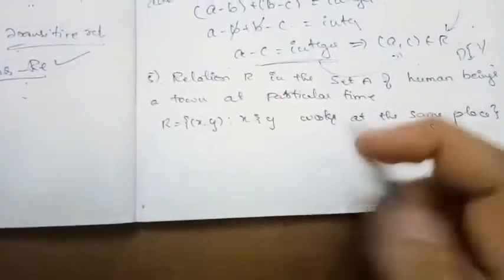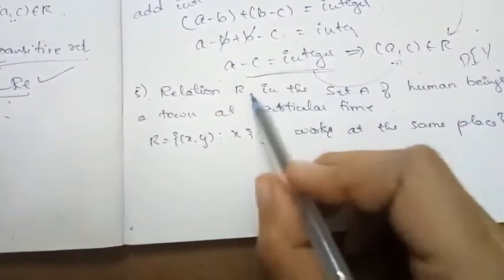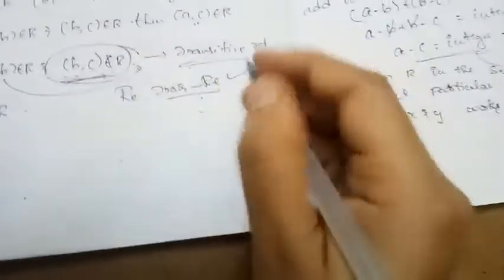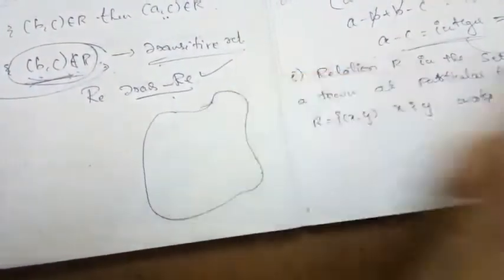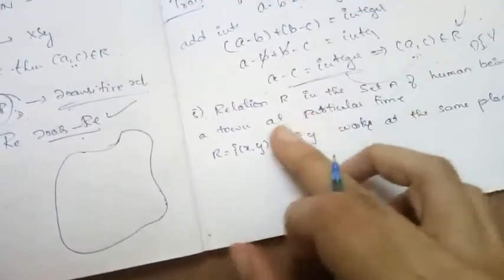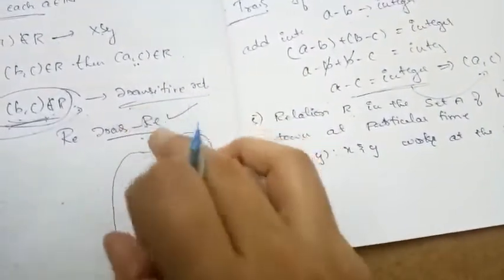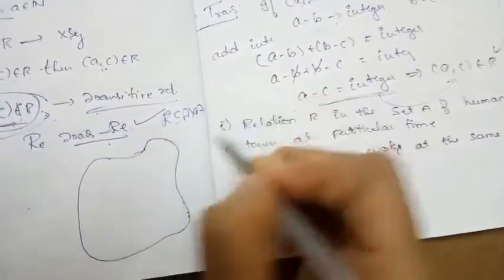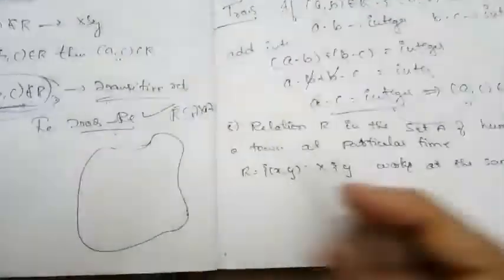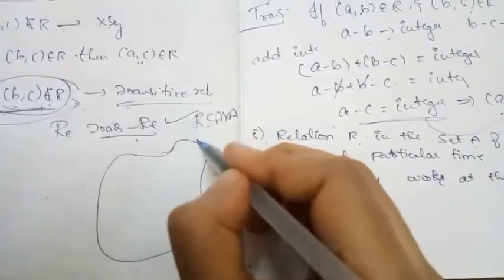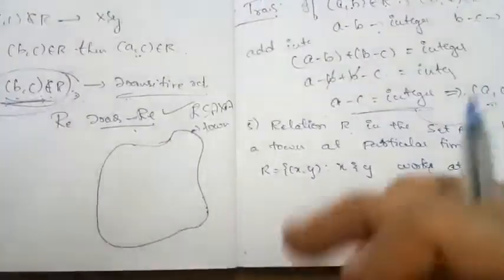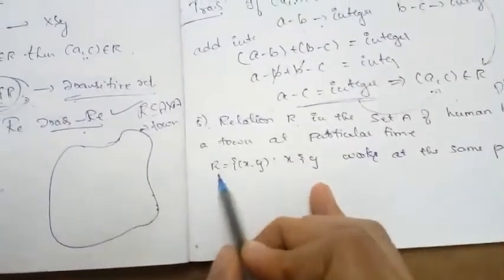Okay. So what is that relation? They are saying relation R in the set A of human beings in a town at a particular time. So if I consider this as our set A, in this set A the human beings are living. So R is defined on the set A cross A. It consists of the human beings only at a particular time. So that set A is nothing but the town, and all the elements present in that set A are nothing but the human beings. So what relation have they defined?